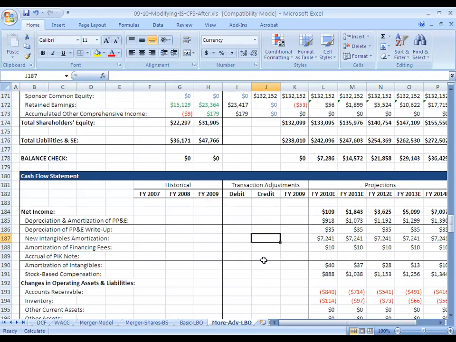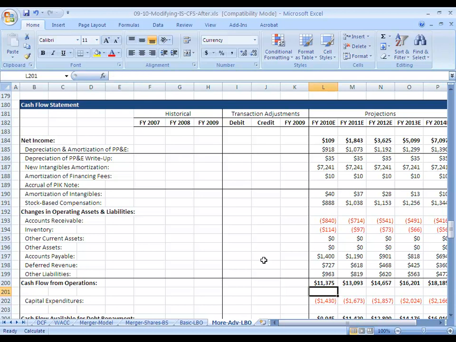Now for the accrual of the paid-in-kind note, this goes back to what I was just referring to before: with paid-in-kind loans, you reflect the interest expense on the income statement, but then you add it back on the cash flow statement because it's a non-cash expense. Remember that with paid-in-kind loans, all that happens is that your principal increases over time. So rather than being paid out in cash, the interest expense simply accrues to the principal of the loan.